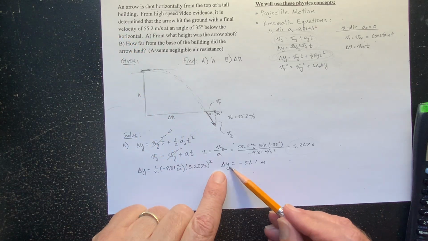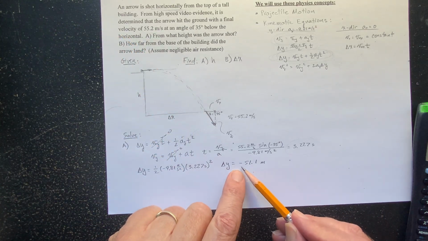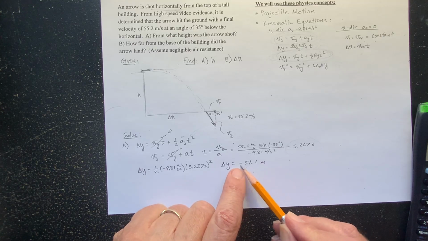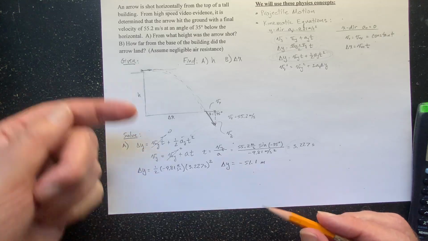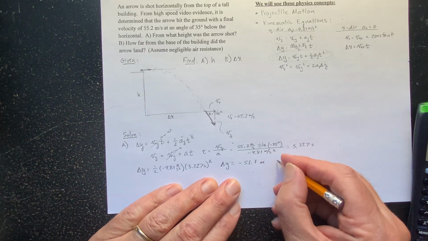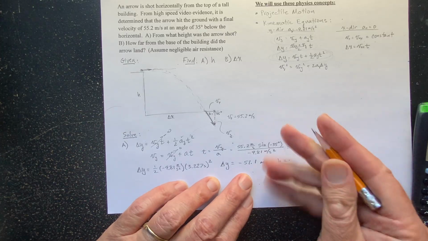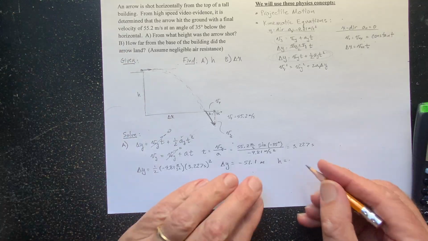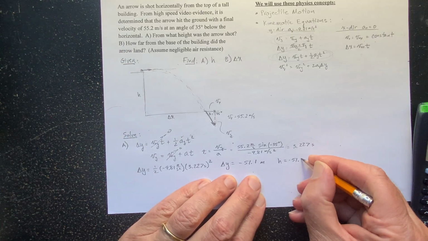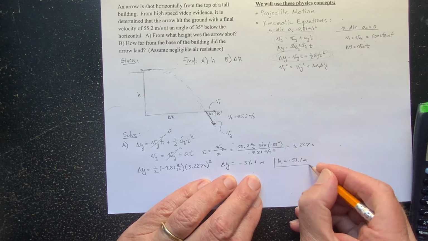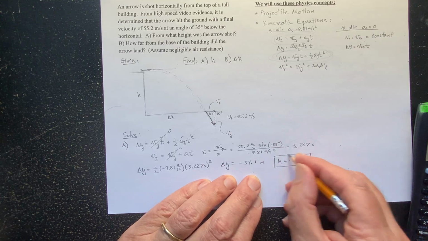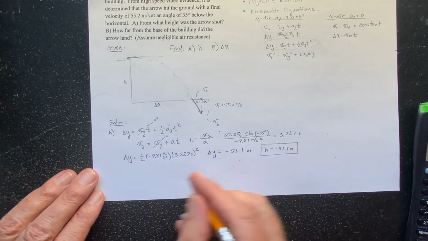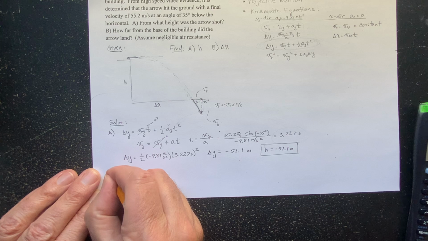So this says, hey, my displacement in the y direction was in the negative y direction, 51.1 meters in the negative direction. So I can just get rid of the negative and say, hey, h is therefore, if it fell down 51.1 meters, then that means it had to be a height of 51.1 meters above the ground. So yeah, you're allowed to think like that. Heck yeah. Okay. Very cool. So that's your answer to part A. Now let's do part B.